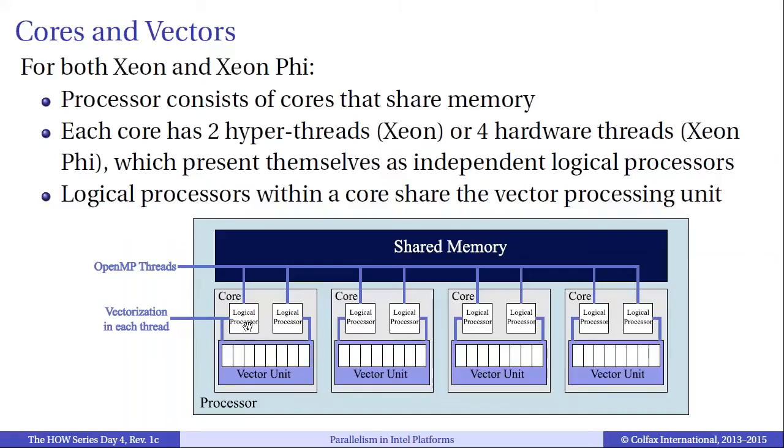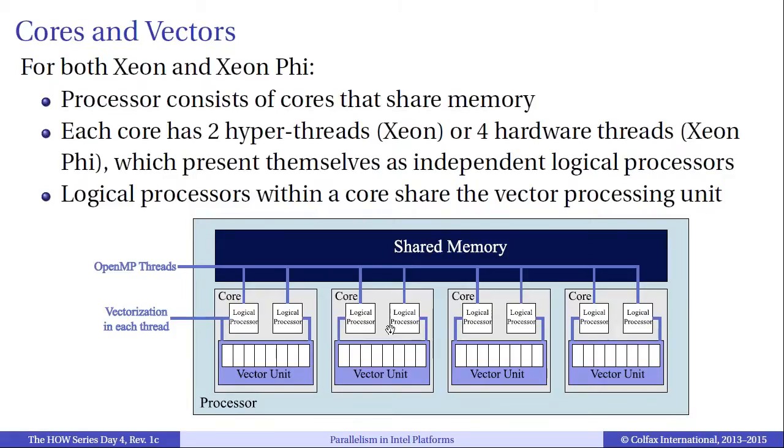Each core represents itself as 2 logical processors on a Xeon or 4 logical processors on a Xeon Phi. This is the hyperthreading technology on Xeon, or 4 hardware threads on Xeon Phi. And usually each of these logical processors will accommodate a software thread, meaning a program running independently in each logical processor.